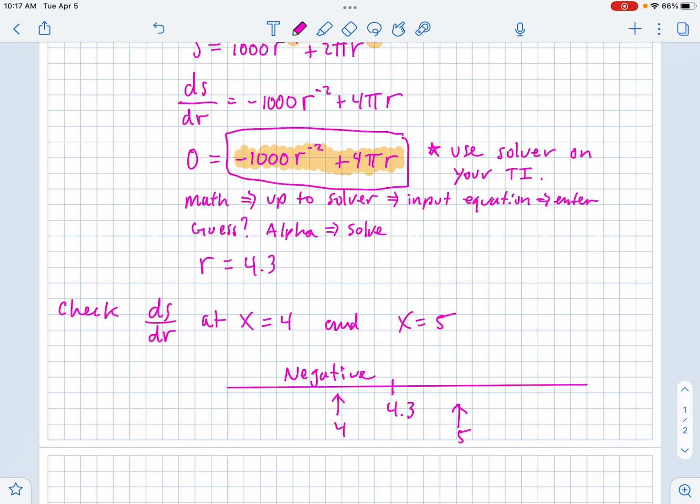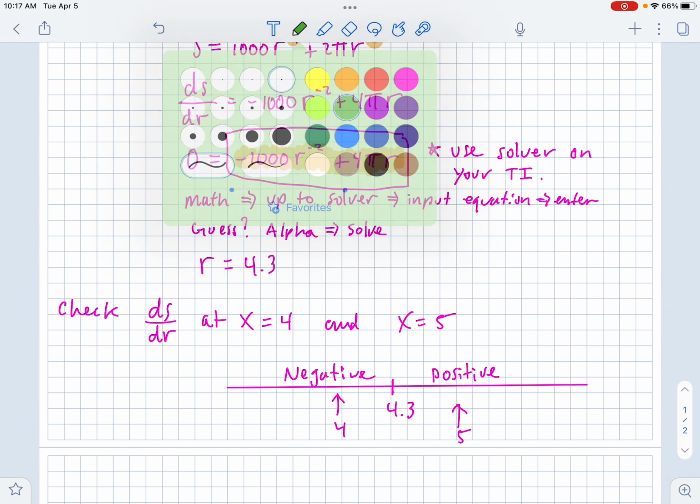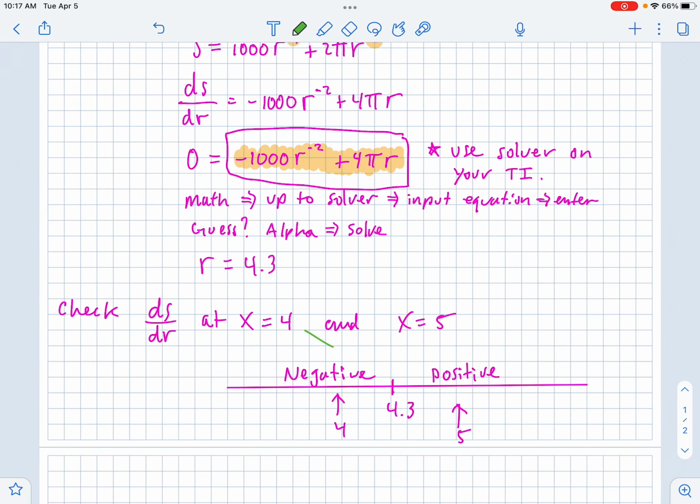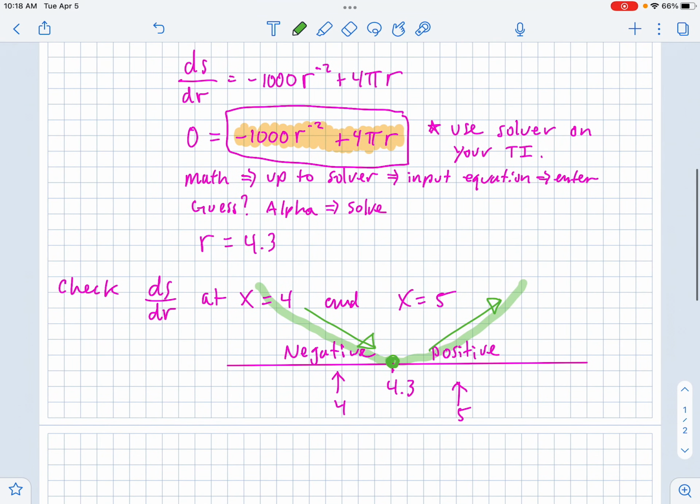And then if you plug in a 4 into the derivative, into this function right here, you will get a negative number. So here it's negative. And then if you put a 5 in, you get a positive number. It's like 22.8. So this is positive. Which means if you think about the graph, it's going downhill to the left of 4.3 and uphill to the right of 4.3, which means it's a minimum because it goes downhill and then it touches 4.3 and then it goes uphill. So this is when the original function is at a minimum.